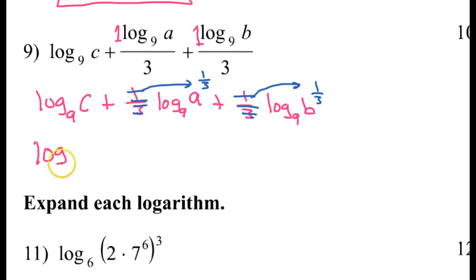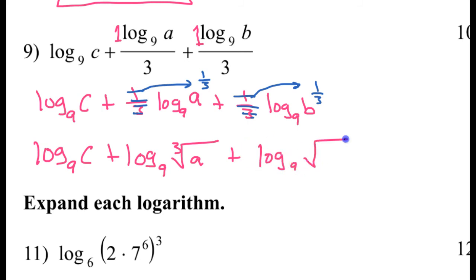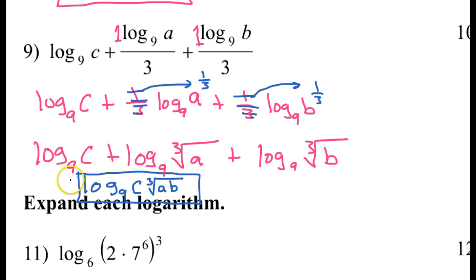So what we have now is log base 9 of c plus log base 9 of a. I'm sorry, let's go ahead and write the cube root of a, plus log base 9 of the cube root of b. So now we can write the final answer, which would be log base 9 of c times the cube root of, and instead of writing cube root of a and then cube root of b again, let's just write the cube root of ab under a single radical sign. All right, so this will be the final answer for number 9.